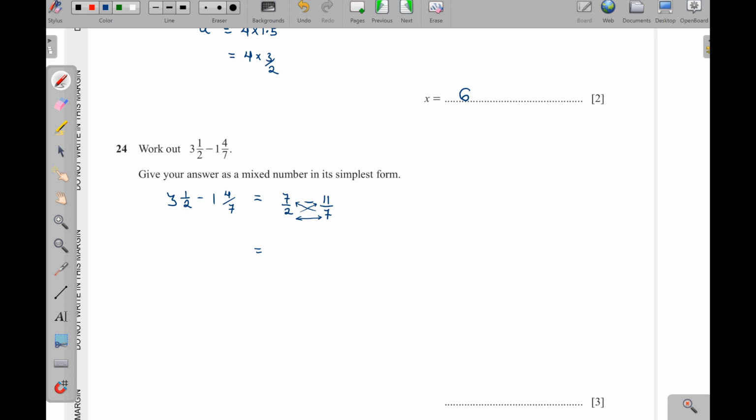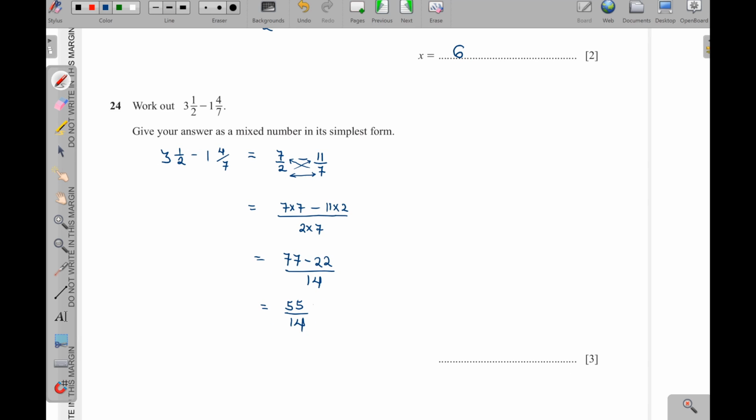So what are we getting here? 2 times 7, then 7 times 7, then 11 times 2 here. So this is 77 minus 22 out of 14. This will be 55, then out of 14. We cannot simplify this one here, okay, because there is no number that can divide these two. However, 14 here, the multiples of 14, we have 14, then plus 14, that is 28, plus 14, you get 42, plus 14, you get 56.